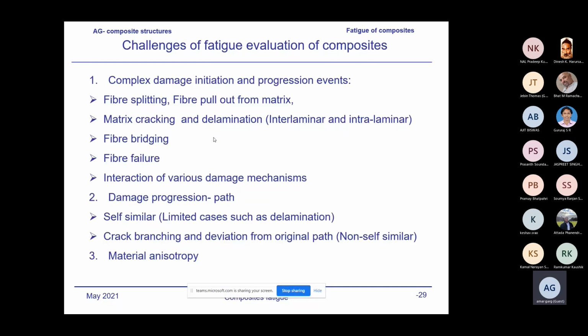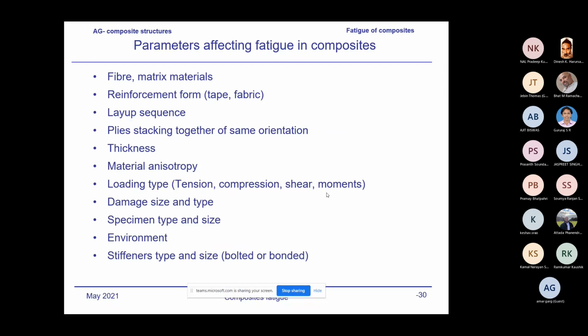Okay, now challenges for fiber fatigue evaluation in composites: complex damage initiation and propagation events, fiber splitting, fiber matrix debonding, matrix cracking, delamination, fiber bridging. So various damage phenomena may occur, which makes it an issue to treat damage propagation as deterministic. You can't determine it. Again, other parameters: fiber, matrix, material, reinforcement type, all these various parameters.